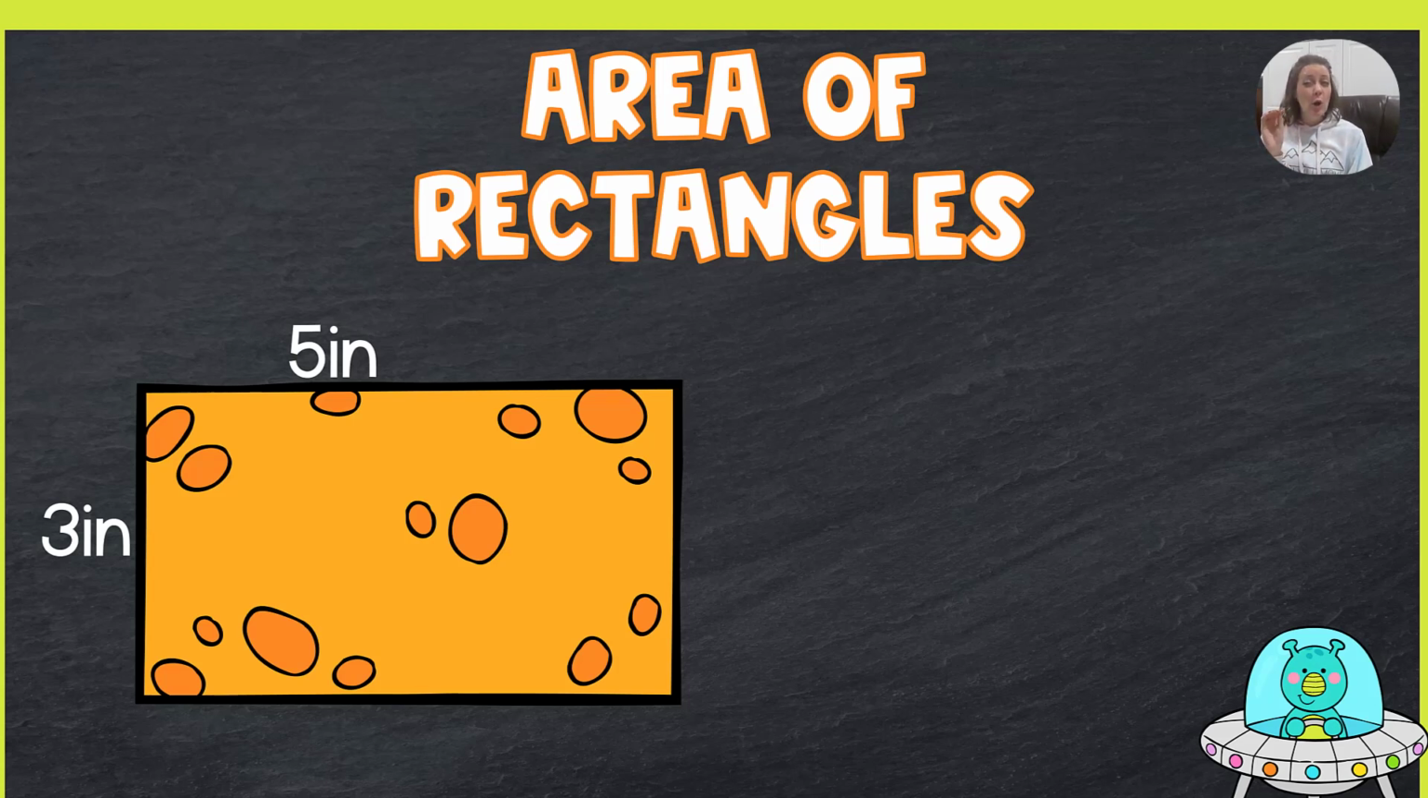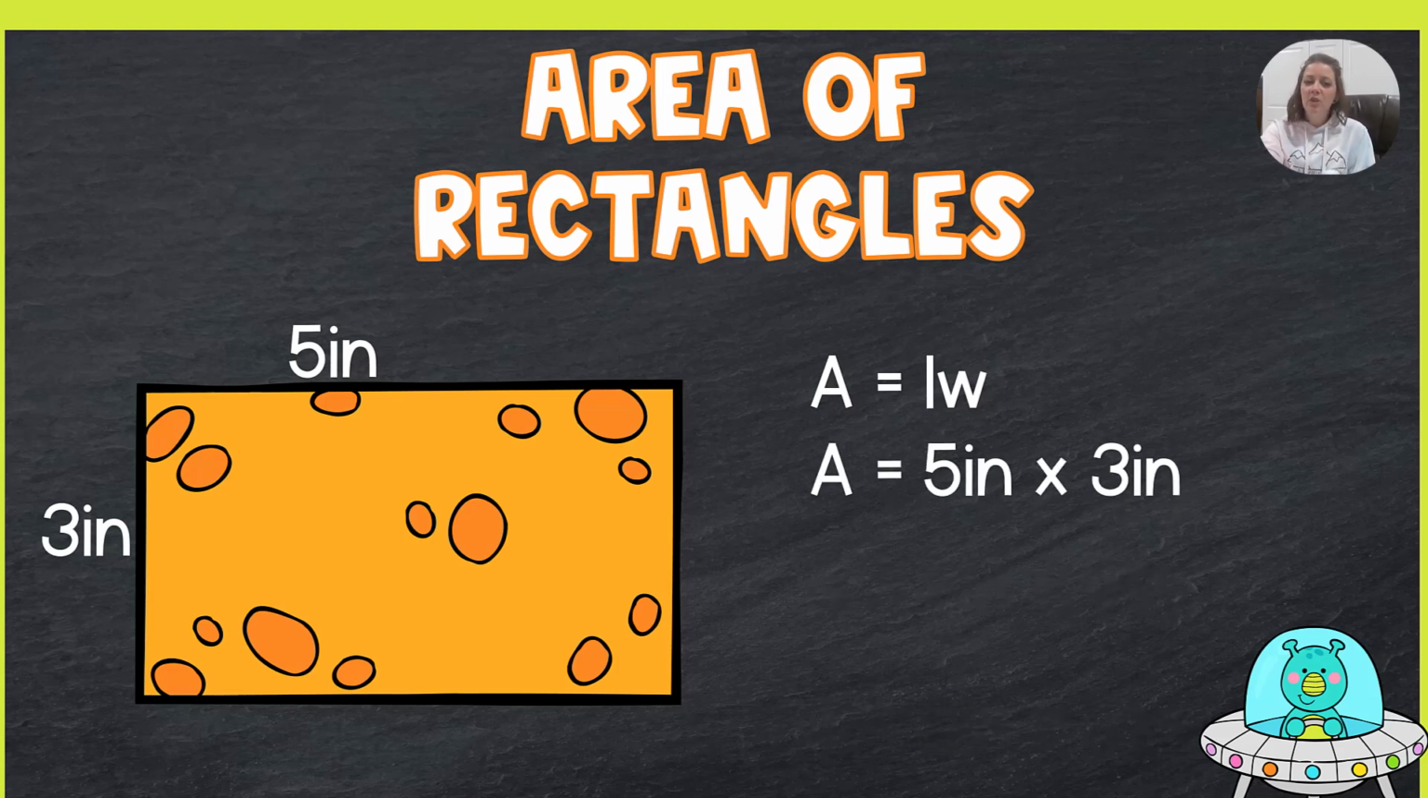Hopefully you are remembering right about now that the formula to find the area of a rectangle is length times width. So go ahead and write that down. In this case, if I'm going to do length times width, that means I'm doing 5 inches times 3 inches. 5 times 3 is 15. Inches times inches, we write that as inches squared.